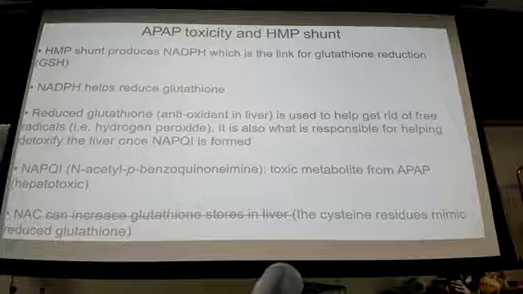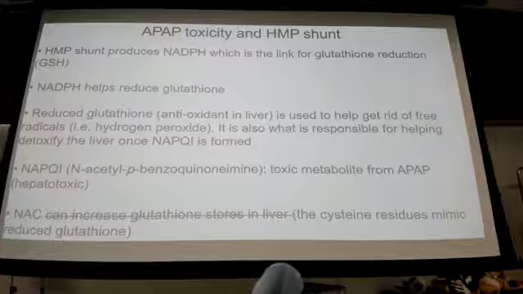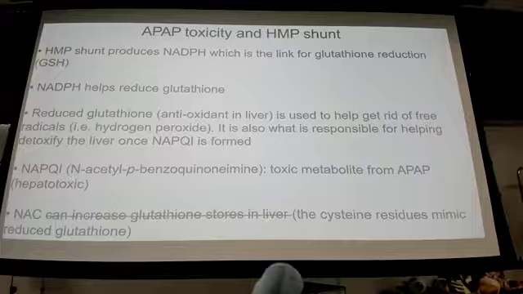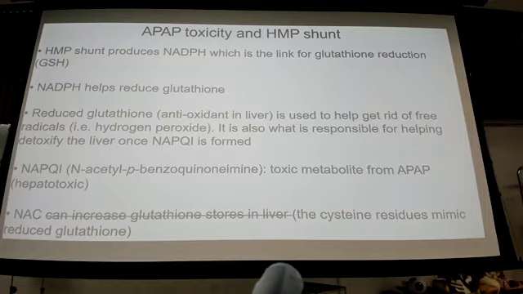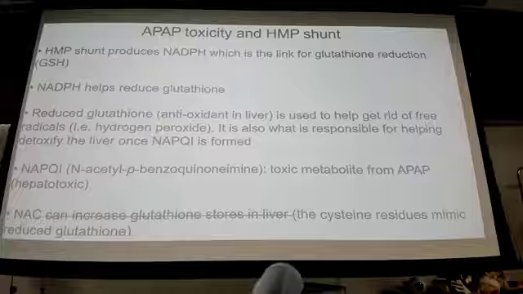When cytochrome P450 2E1 breaks down this APAP, it forms N-acetyl-p-benzoquinone imine, NAPQI, which is the toxic component. This is highly toxic. Not even that much is metabolized by the enzyme that also metabolizes alcohol, cytochrome P450 2E1. So what happens is this NAPQI binds with liver proteins and causes free radical formation and hepatic necrosis.